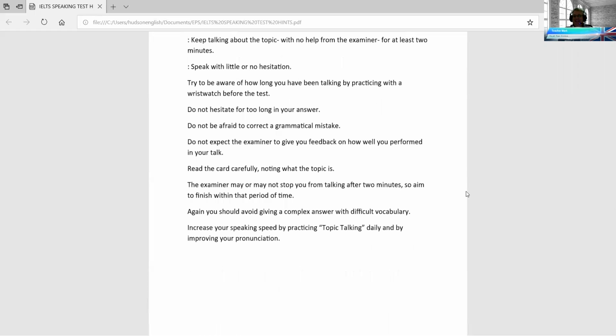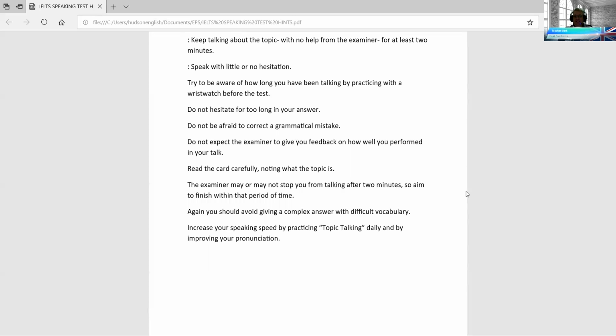Read the card carefully, noting what the topic is. Stick to the topic on the card. If you go off topic, you lose marks. The examiner may or may not stop you from talking after 2 minutes, so aim to finish within the period of time. They might just stop you after 1 minute, or they may start asking you questions to lead you into part 3. Again, you should avoid giving a complex answer with difficult vocabulary.